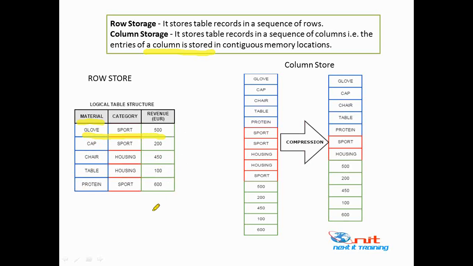What is the difference that you find here? The value sport has repeated 3 times, and similarly housing was repeated 2 times. So instead of storing in this format, what it will do is convert all these values into a column store like this.